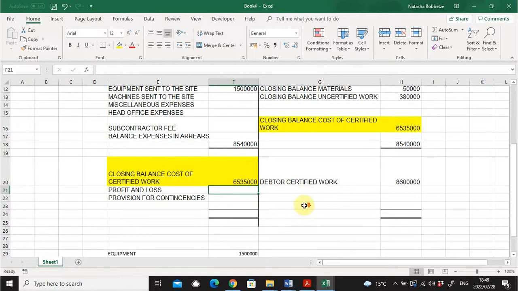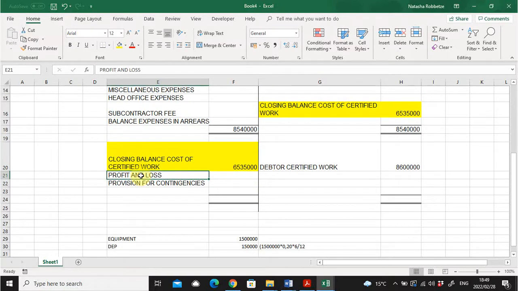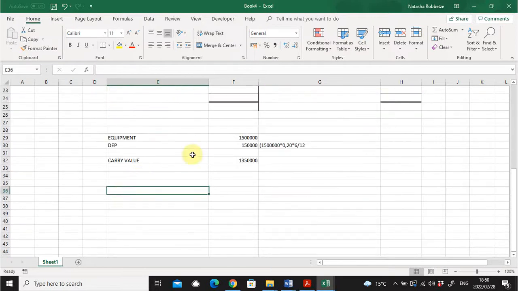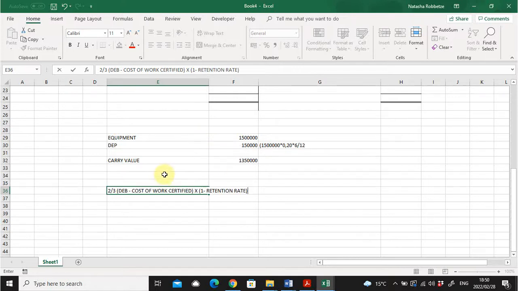And we need to calculate our profit and loss. How do we do that? We have a formula for it, all right? So the formula is 2 out of 3 times the debtor amount minus the cost of the work certified, and we're going to times that by 1 minus our retention rate. So 2 out of 3 is standard. I did not calculate it. It's a standard part of our formula.